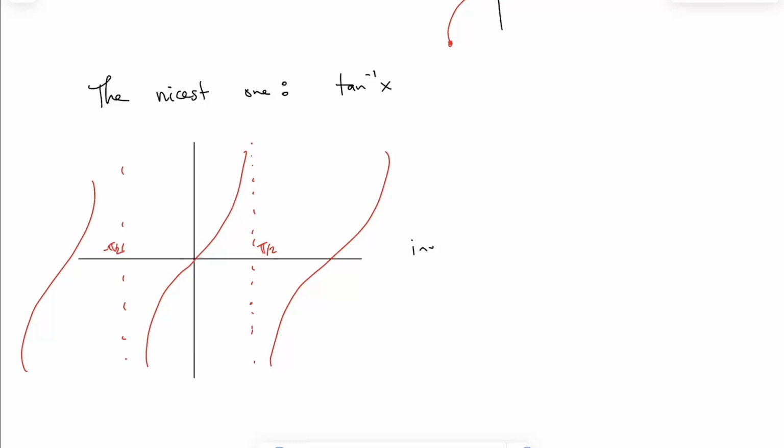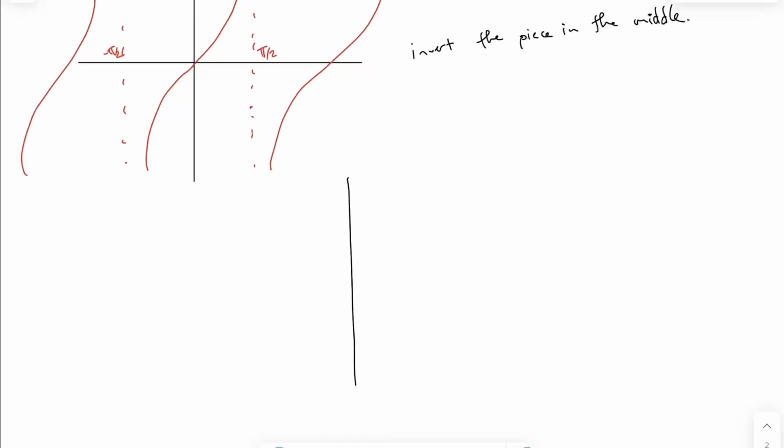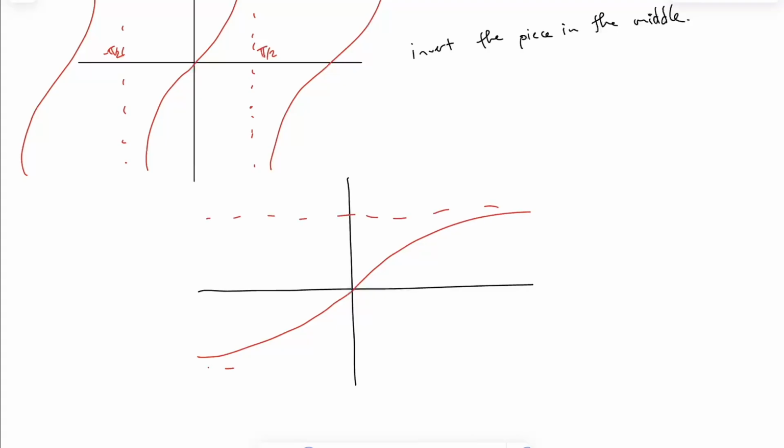So when we invert this, we are going to invert the piece in the middle. You can't invert the entire thing, again because of horizontal and vertical line test considerations. But if I only consider the one in the middle, this is a function which goes up to infinity for y and down to minus infinity down here. When I invert it, that is, reflect it across the 45 degree line, it looks like a very nice function which is defined for all values of x. It looks like this, where these are now horizontal asymptotes at pi over 2 and negative pi over 2.